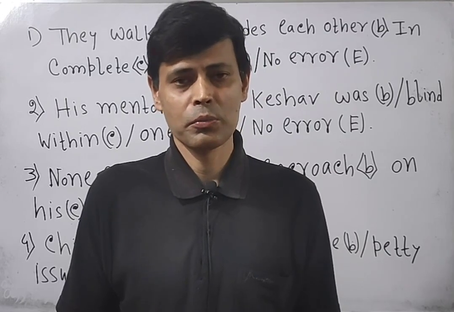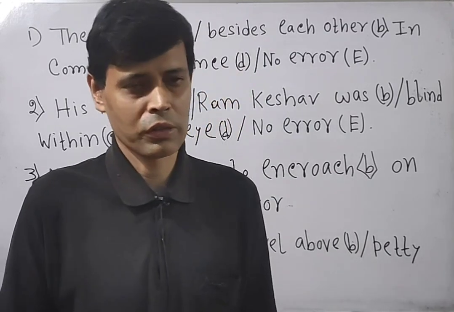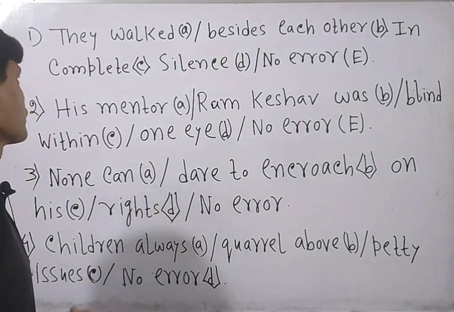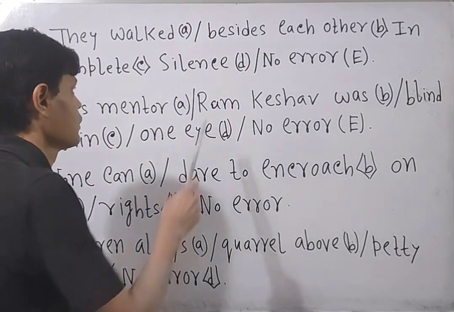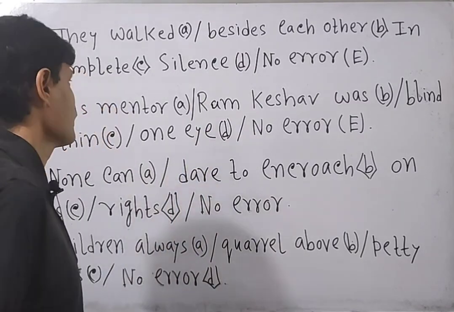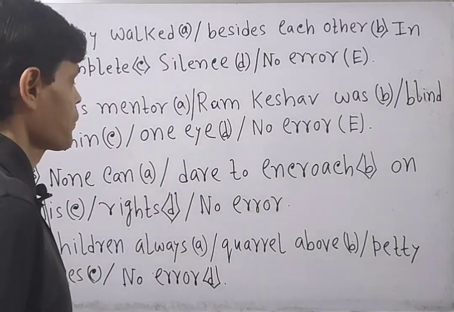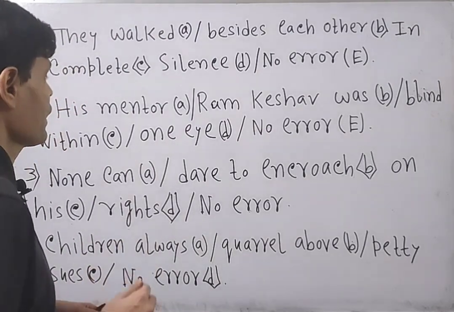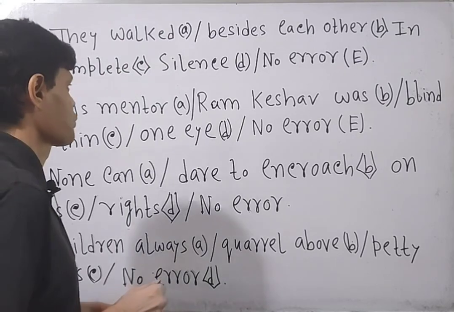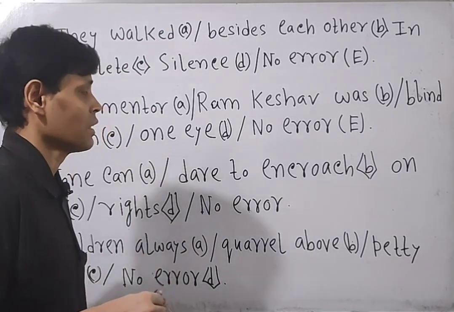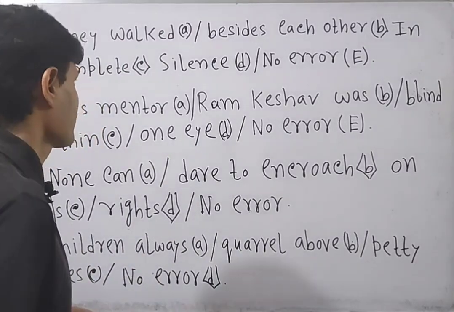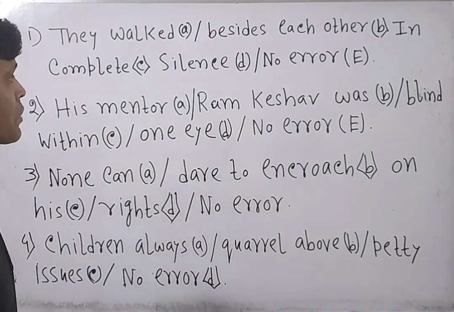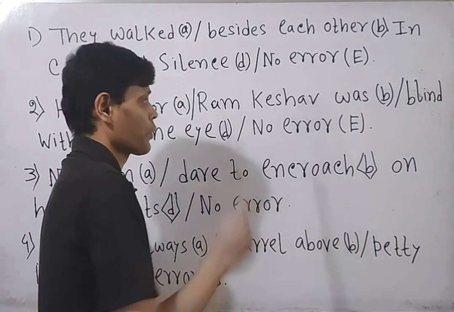Now let's move into the class. Kindly keep your focus on the board. Here is the first sentence. They walked besides each other in complete silence. So options will be there in such a way: option A, option B, option C, option D, and the last option is E. Now look through the sentence again. They walked besides each other in complete silence. The last option is no error.